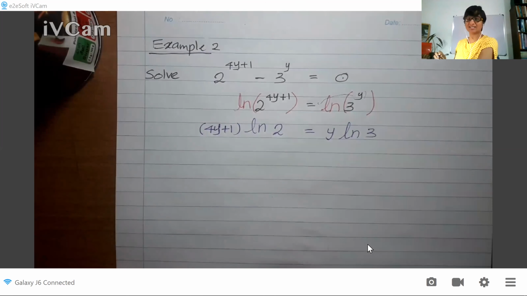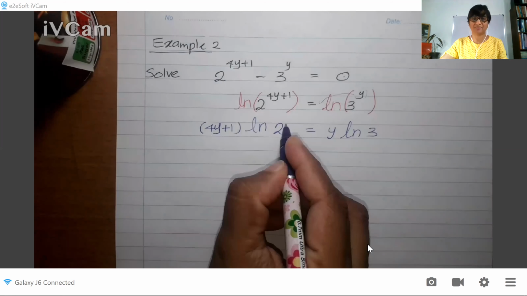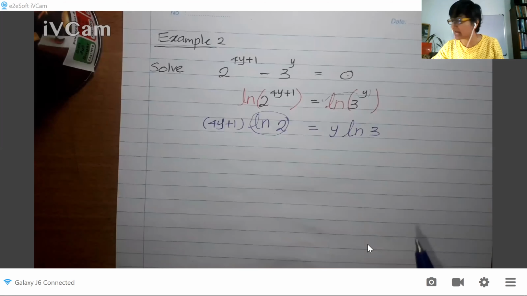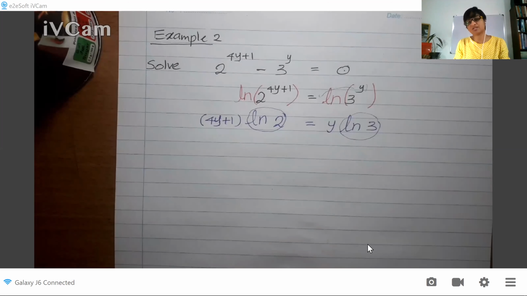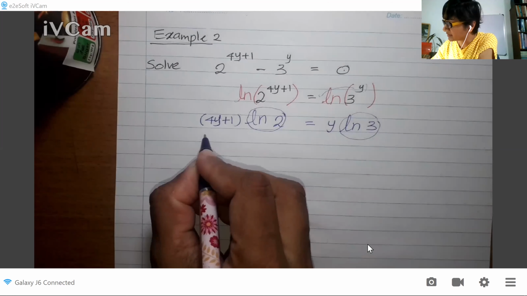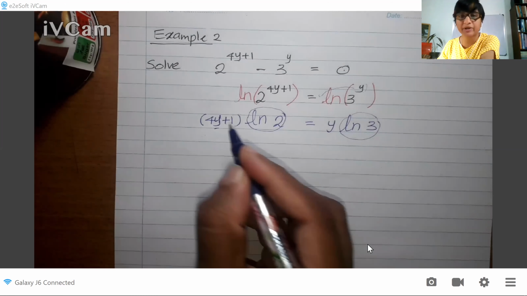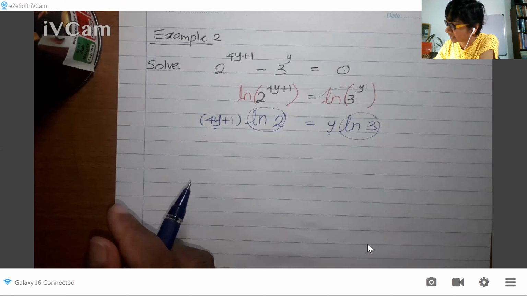Now this is a normal equation. You don't have any indices now. Remember, this ln 2 is just a number and this ln 3 is just a number. So this is a simple equation, and now you can solve this for y. I have a y term here and a y term here, so I need to bring all the y terms to one side. Let me remove this bracket. I will get 4y.